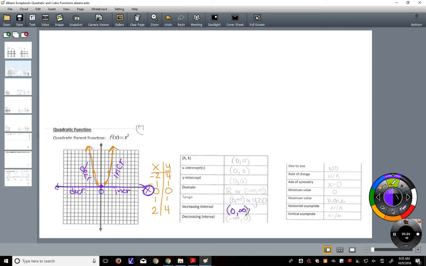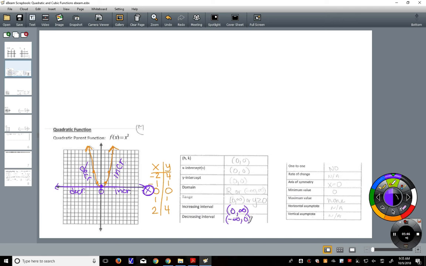The decreasing interval was on this side of the x value of 0. So it's from negative infinity until 0. Tricky because we think up and down when we think increasing and decreasing. We do want to look at what the graph's doing, but when you list it, you're listing the domain or the x values that go with it. Okay?